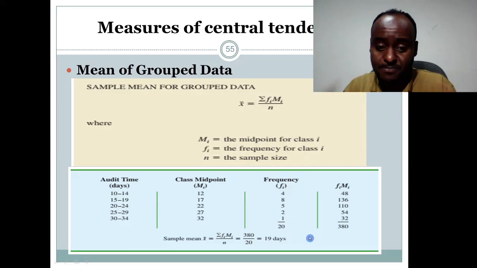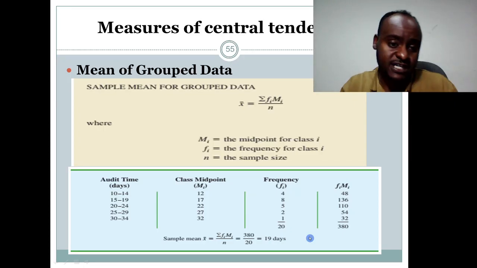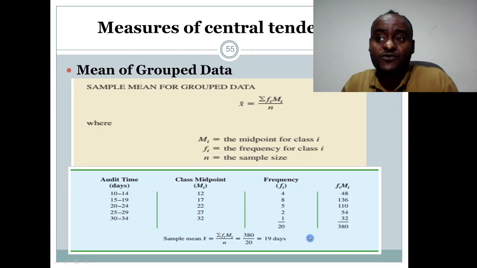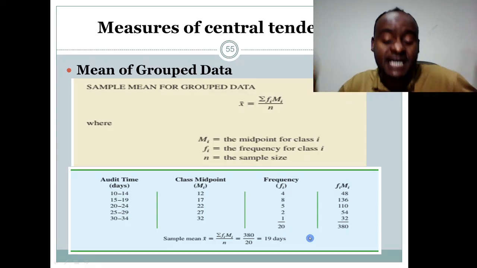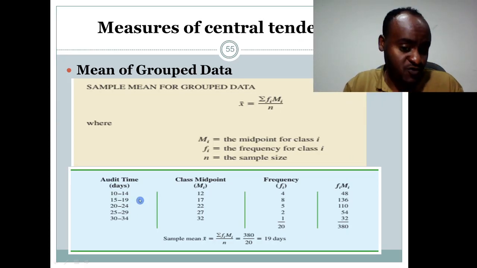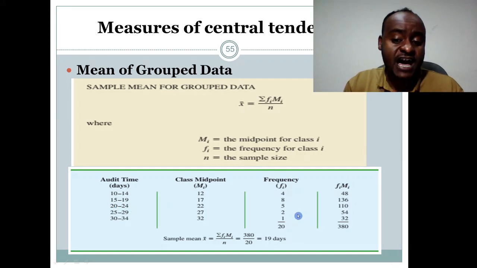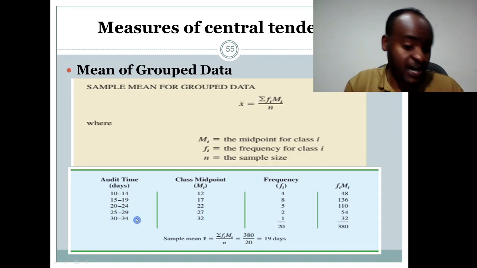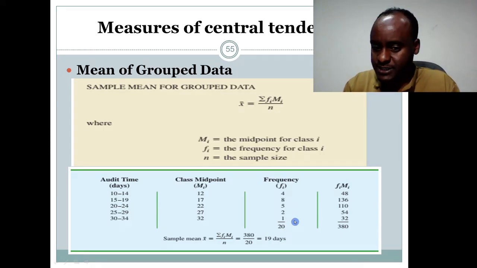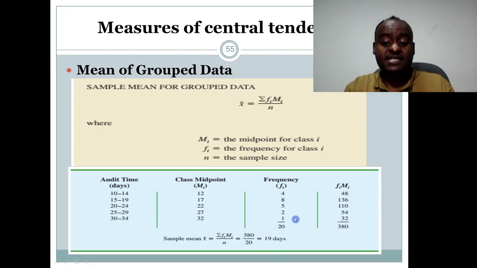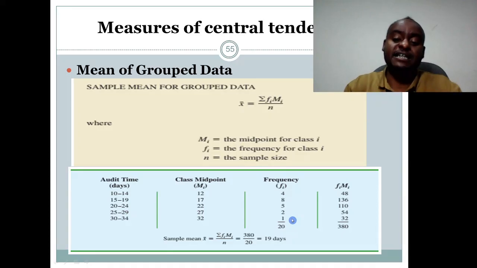That is, frequency is simply, for continuous data or for this type of grouped data, the number of data points, the number of data values that appear in that range. So from 10 to 14, there are 4. From 15 to 19, there are 8 data points. Between 20 to 24, there are 5 data points. And from 25 to 29, there are 2 data points. And from 30 to 34, we have 1 data point.